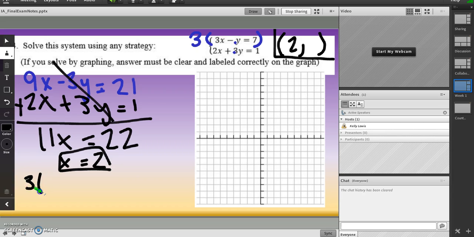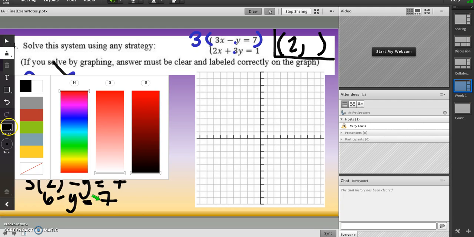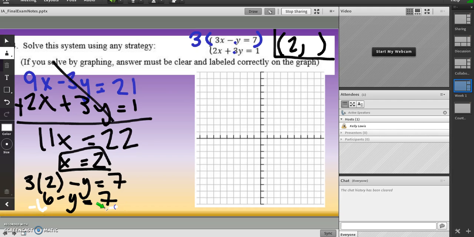So 3 times 2 minus y equals 7. 3 times 2 is 6. 6 minus y equals 7. I need to minus 6 on both sides. And I get negative y equals 7 minus 6, which is 1. So negative y equals 1. That means that positive y equals negative 1. So my answer, these two lines will intersect at 2, negative 1, which is right here.